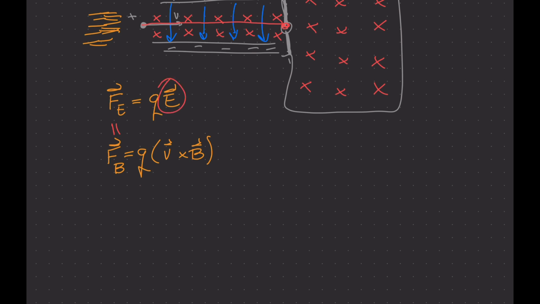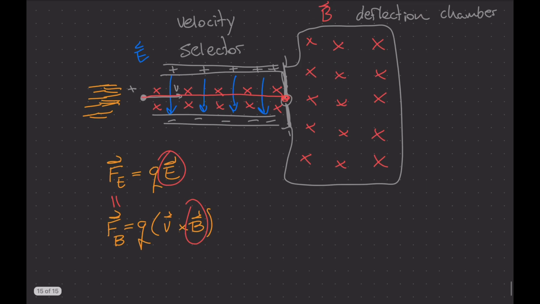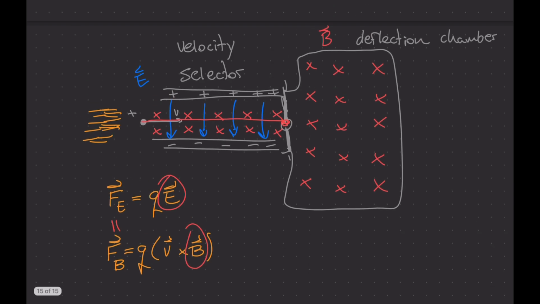If the electric field is a little stronger, or the magnetic field is a little stronger or weaker, then this particle will not go in a straight line. It would go maybe here, or maybe here, or maybe it'll crash here and get stuck over here. It won't make it all the way out of the velocity selector.